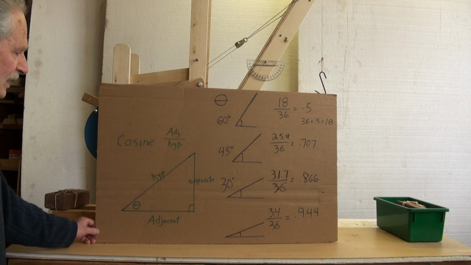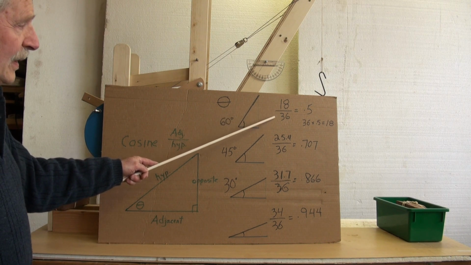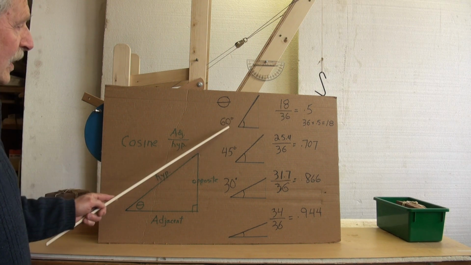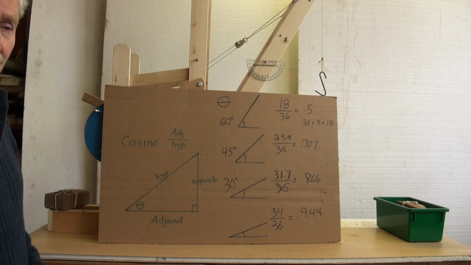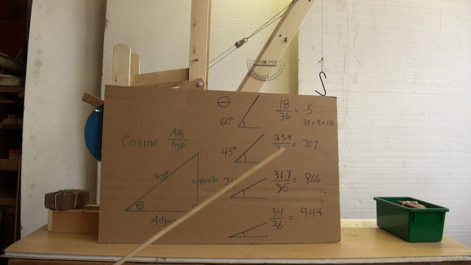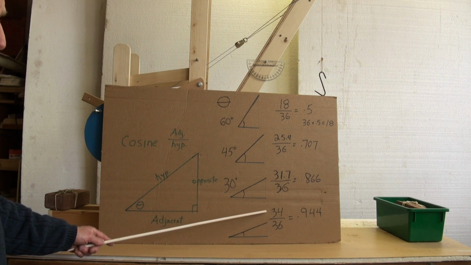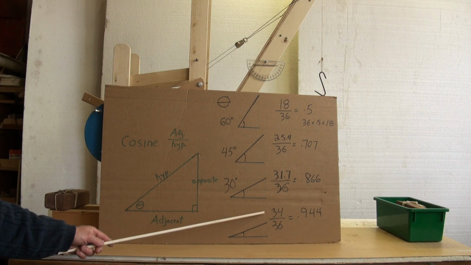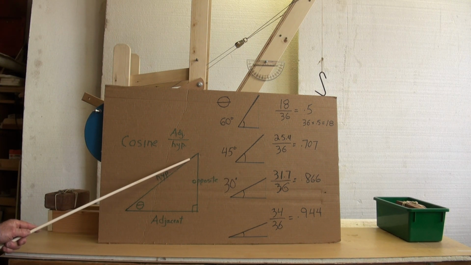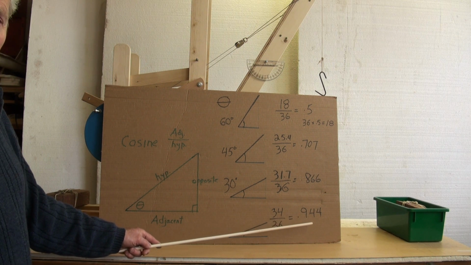With cosine, it's the ratio of the adjacent side to the hypotenuse. The cosine of 60 degrees is 0.5. The cosine of 45 degrees is 0.707. Now the problem we have is we don't know the angle, but we do know the distance, because the distance from the truck to the crane is 34 inches. And the boom, the hypotenuse, is 36 inches. So the ratio is 0.944.